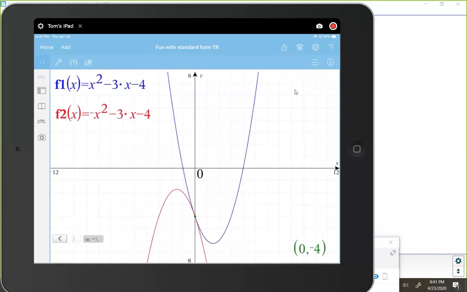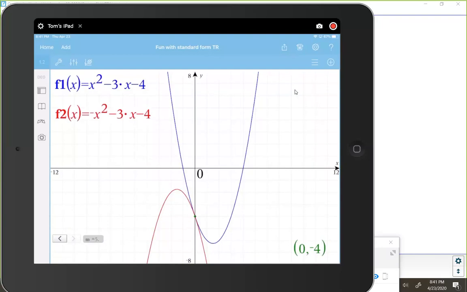And you'll notice the blue is going up, the red is going down, but they intersect at a particular point. And it turns out that point is the y-intercept. Now that kind of threw me. I didn't expect that. It looks like they're both tangent to the same line.